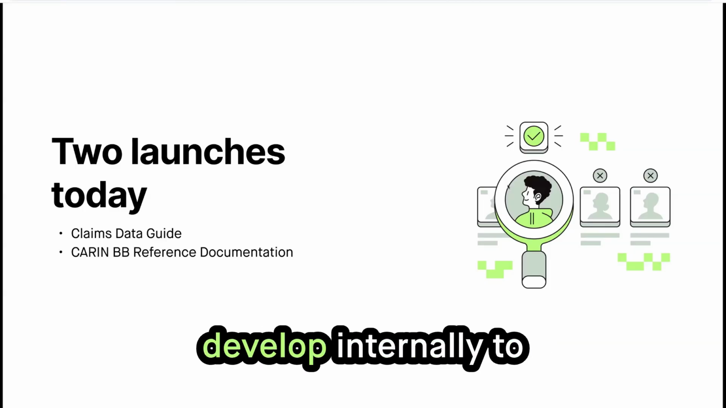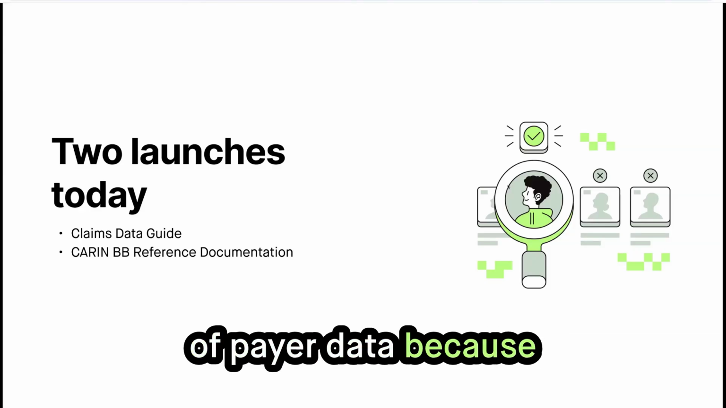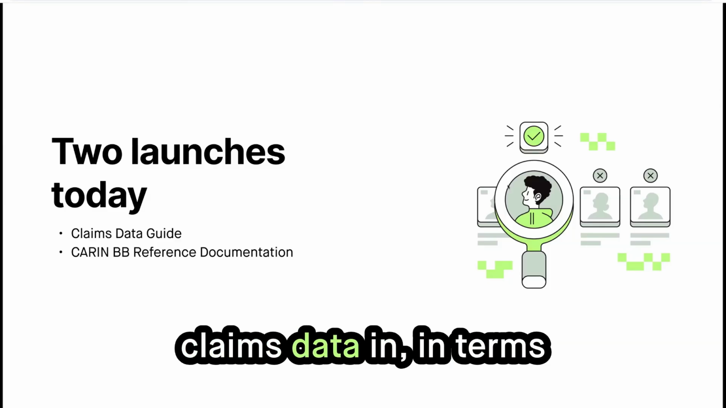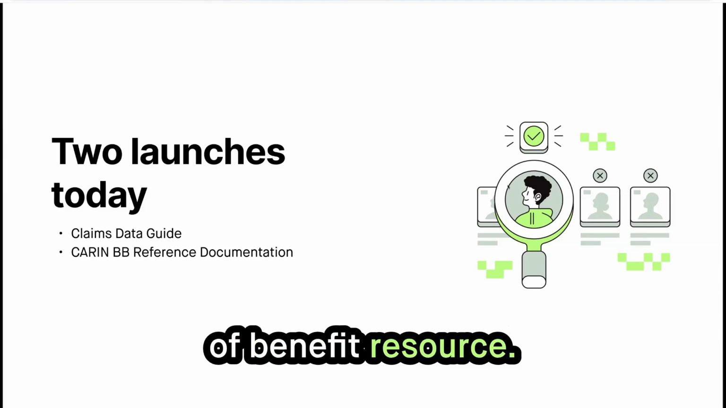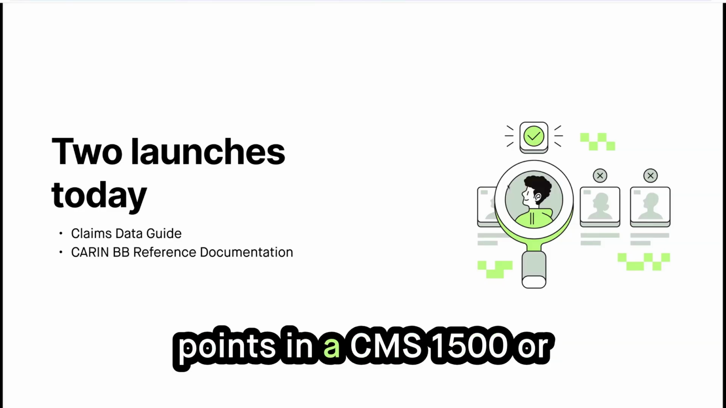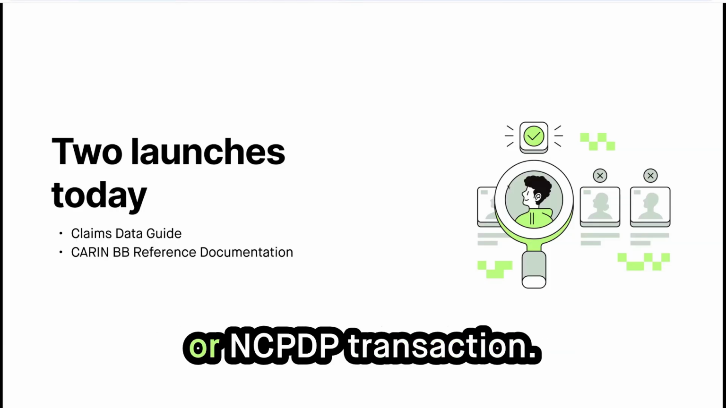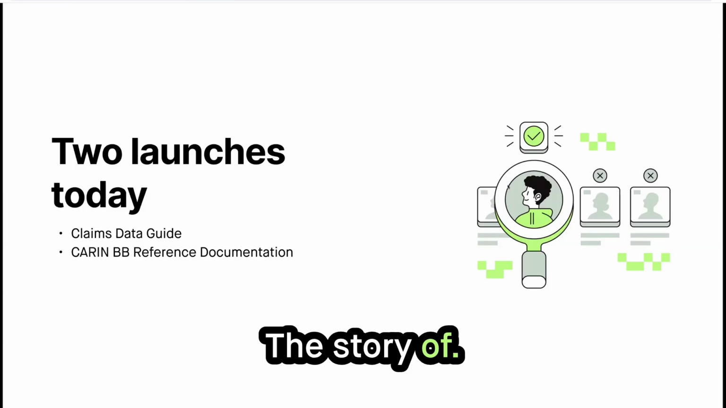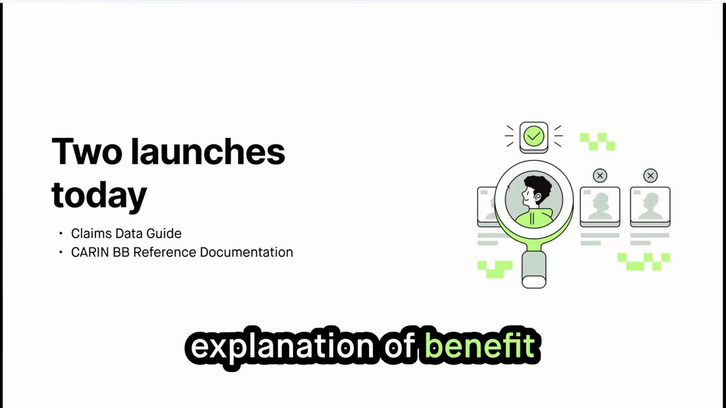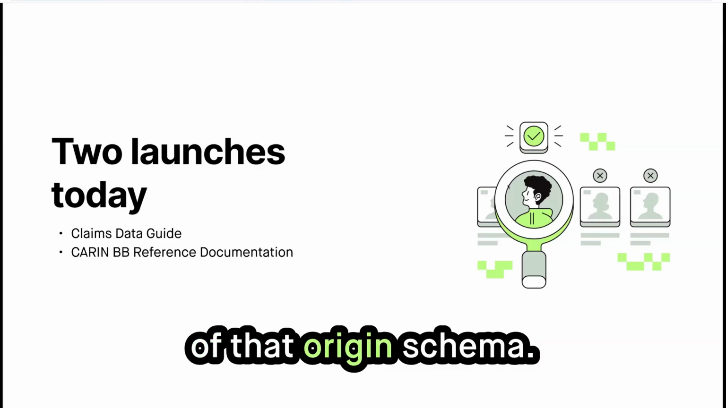These are things that we've had to develop internally to understand the diversity of payer data. Because when you look at the end result of all of this process and look at claims data in terms of the FHIR explanation of benefit resource, for example, the story of how it got from its origin points in a CMS 1500 or CMS 1450 or UB04 claim or an NCPDP transaction, the story of how it got from those data sources and how it's represented ultimately inside of the explanation of benefit really requires an in-depth understanding and research of that origin schema.